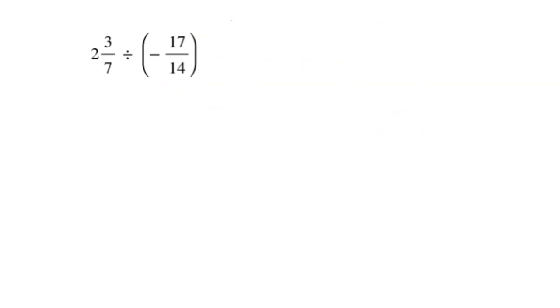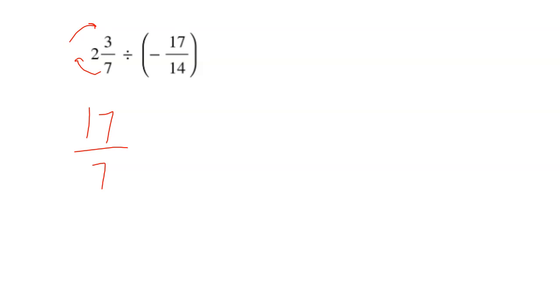Then finally, let's take a look at one division problem. So again, this is multiplication technically, but it's division. So the first thing we have to do is turn the mixed number into an improper fraction. 7 times 2 is 14. 14 plus 3 is 17. So this will be 17 over 7.